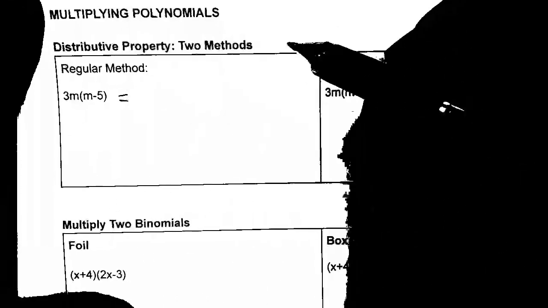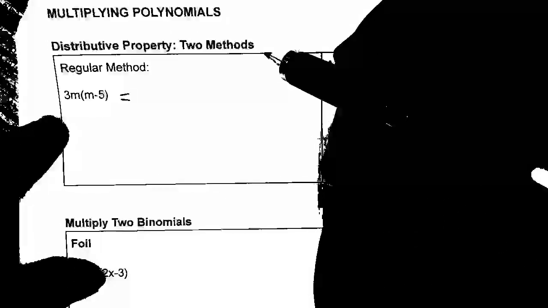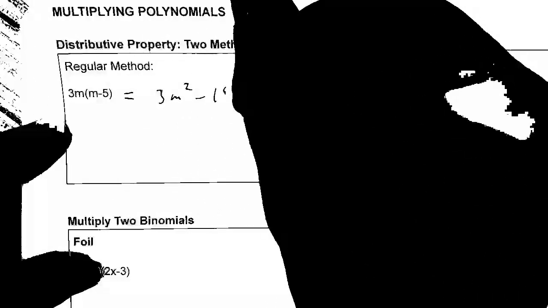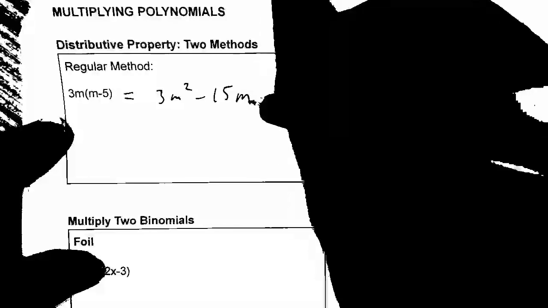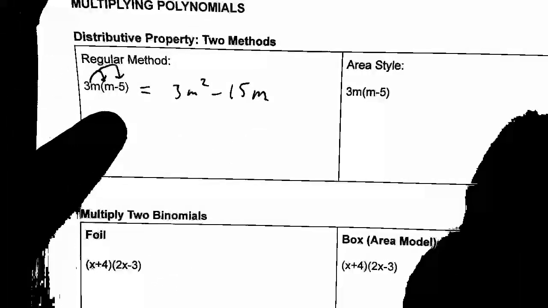What does this equal? Can I get a volunteer? Addie, potentially? Is it 3m squared minus 15m? There you go. We just are distributing this term into the terms inside the parentheses.